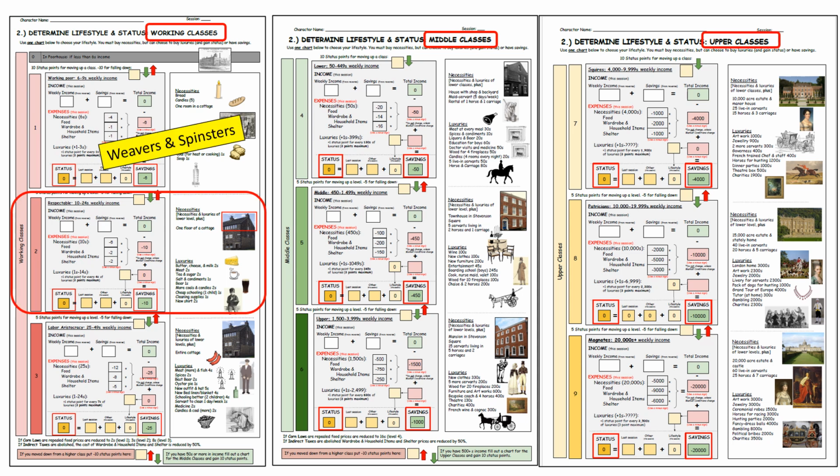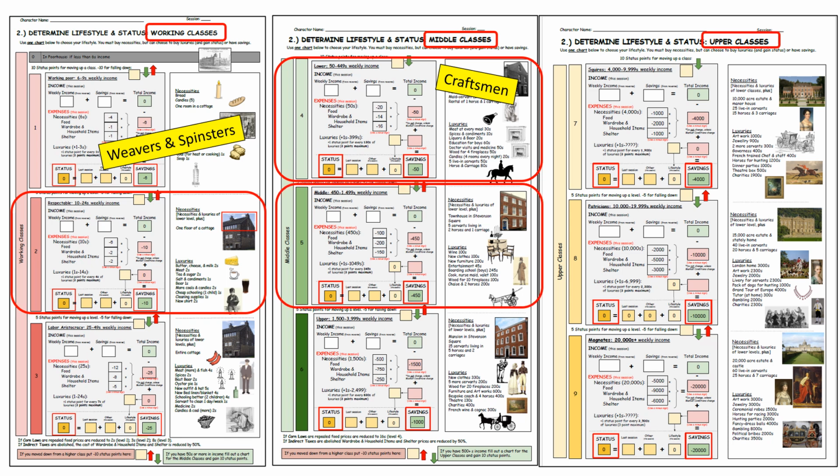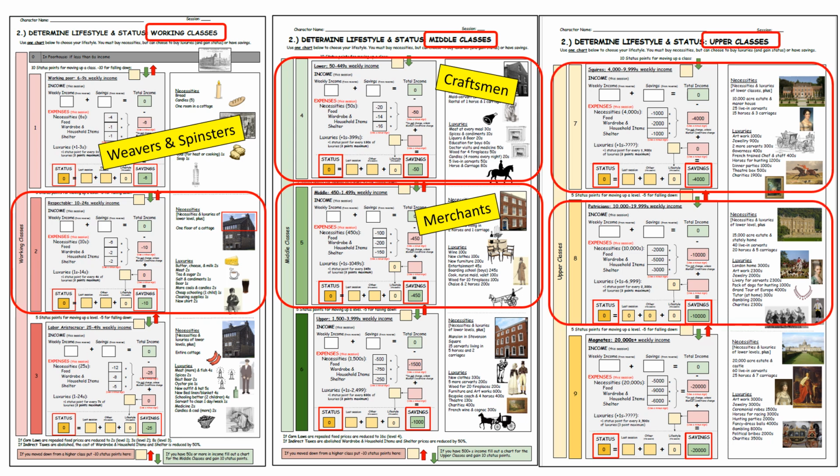So starting the game, our weavers and spinsters are at level 2 in the working class, the respectable working class. Craftsmen are at level 4 in the lower middle classes. The merchants are at level 5 in the middle classes. And our aristocrats are at all 3 levels in the upper classes.